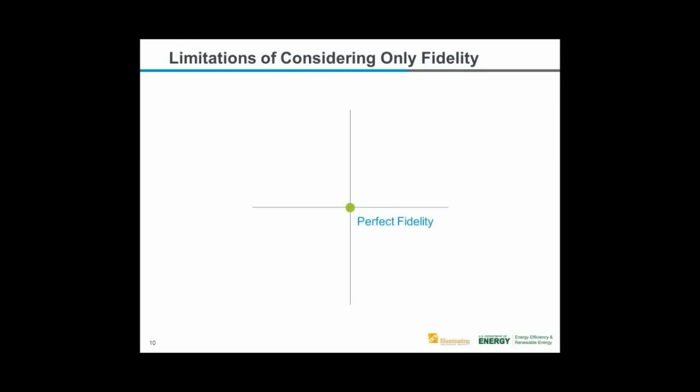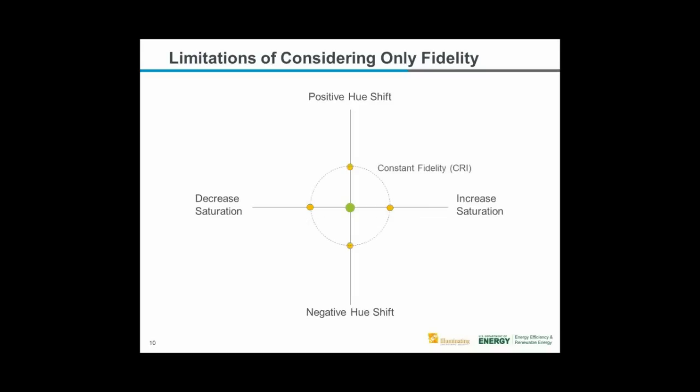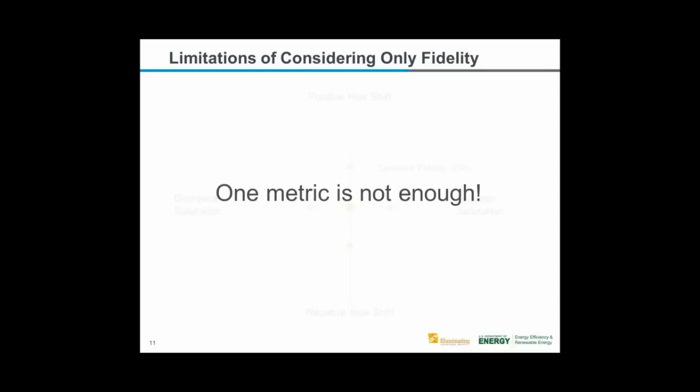So if we look at this in a slightly different way, just sort of a graphical representation here, and we consider perfect fidelity, our target in this case, at the center of these axes. Well, any deviation from that, I could be increasing the saturation, decreasing the saturation, or shifting the hue in one direction or another. And like I showed on the previous slide, two sources with a CRI of 80 might be moving in opposite directions, but they both have the same score. And actually there is an entire circle here of sources with a theoretical CRI, say of 80 in this case, that have a constant fidelity. But there's no way using fidelity to figure out my exact position on this plot. So really what it comes down to then is that one metric is not enough to convey this information.